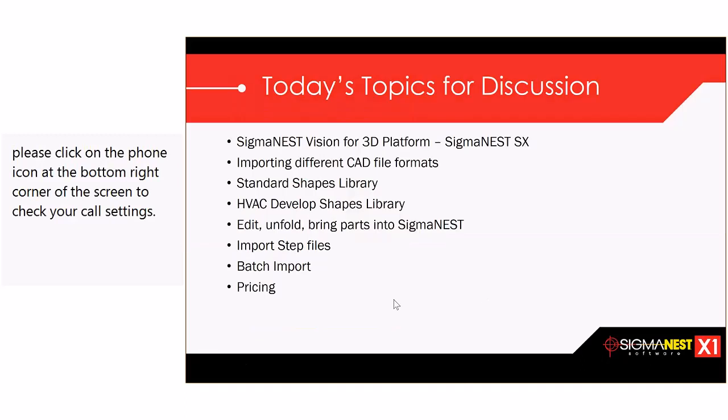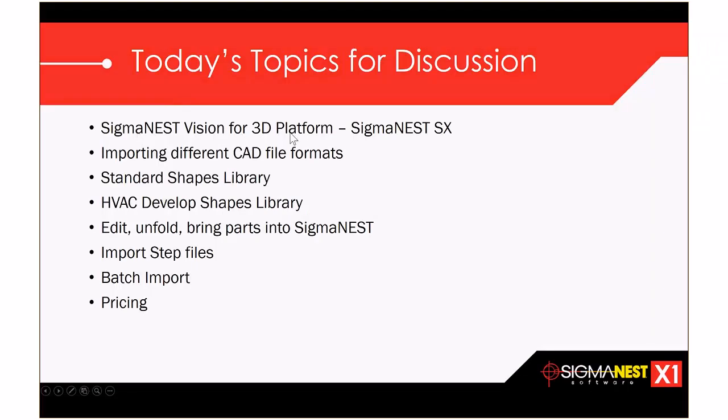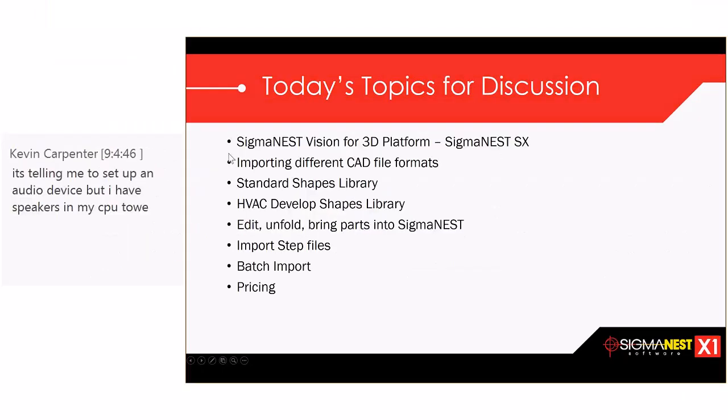All right, today's topics for discussion. We're going to talk about Sigmatek as the vision for a 3D platform in a 2D world. And that's going to be talking about Sigmatek SX, our new product that you'll be able to see and get a glimpse of today in today's meeting. We're going to be talking about importing different kinds of files, our standard shapes library, reminding you of that, and then our new HVAC develop library. It's actually been around, but it's not been combined before. How to edit, unfold, and bring your parts into Sigmatek, and then other ways to get files into Develop into Sigmanest easier, okay?